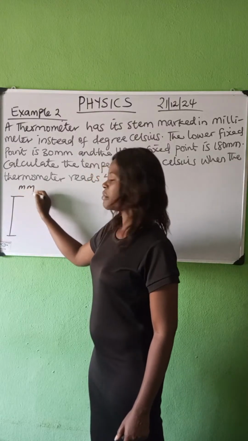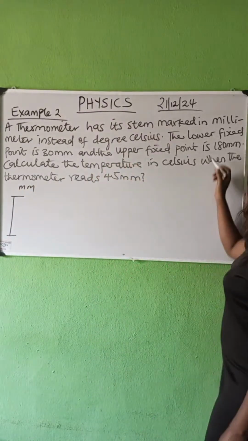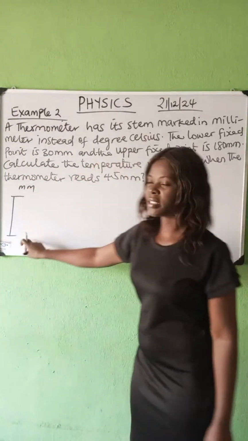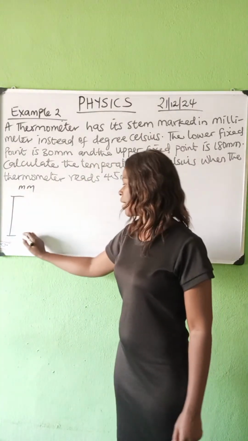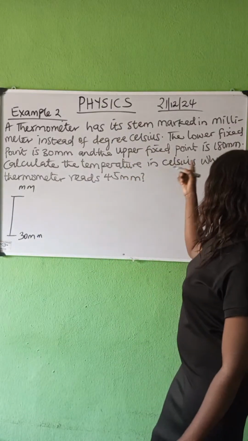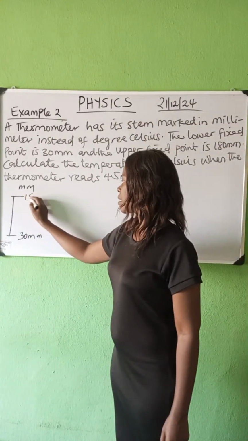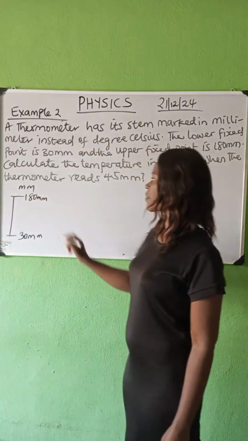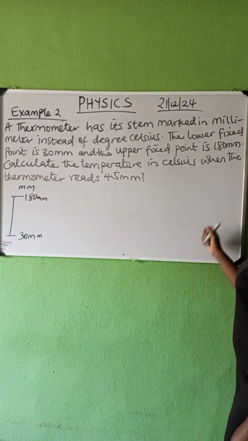This one is 10 in millimeters. All right. The lower fixed point is 30 millimeters. The down part is lower, while this one is upper. So this is 30 millimeters. And the upper fixed point is 180 millimeters. Calculate the temperature in Celsius.